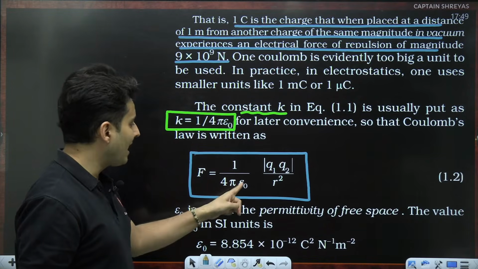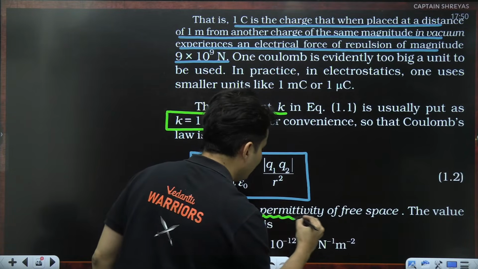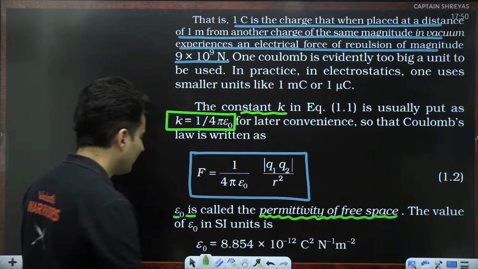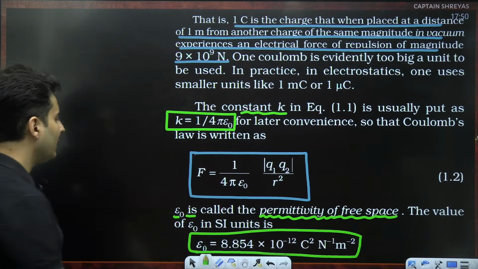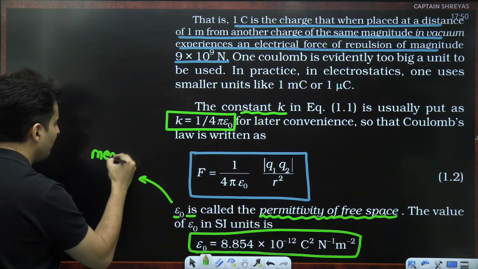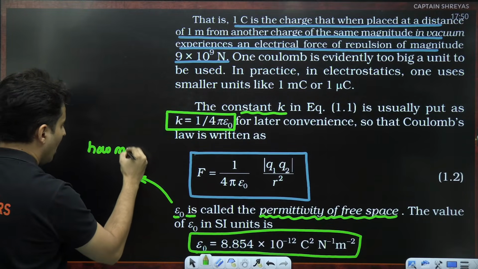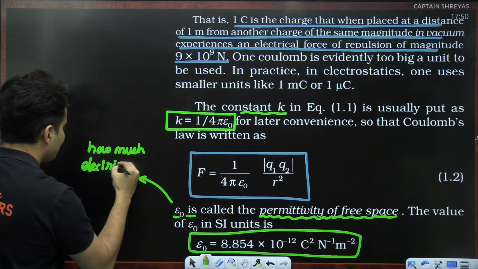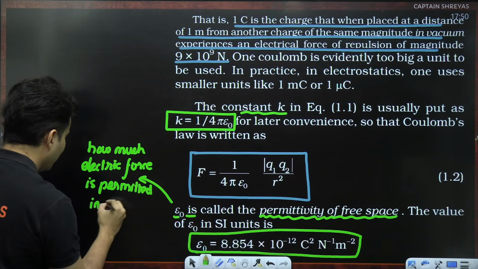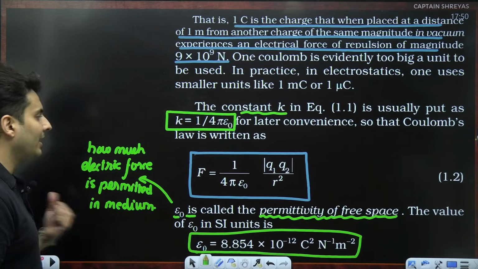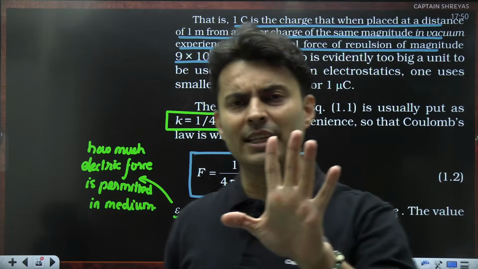But when you write it like this, this epsilon naught is basically called the permittivity of free space or permittivity of vacuum. The value is 8.85 into 10 to the power minus 12. This permittivity is medium dependent. The medium decides it. It tells me how much electric force is permitted in that particular medium. Right now, most of the time we use air or vacuum. Just like you might have studied, the refractive index of air is roughly 1, same as vacuum.